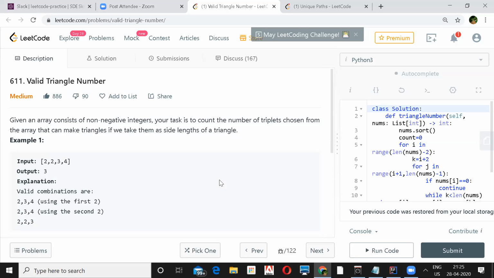Like we can iterate over all the elements. Let's suppose we are in this 2 2 3 4, right? So let's suppose we start from the back, 4, and first we will make a pointer at 2, and then we'll make a pointer at 3, right? And then we'll check whether the summation of these two is greater than this element 4 or not. Okay, and then if it is, then we decrement, and this way we can proceed.